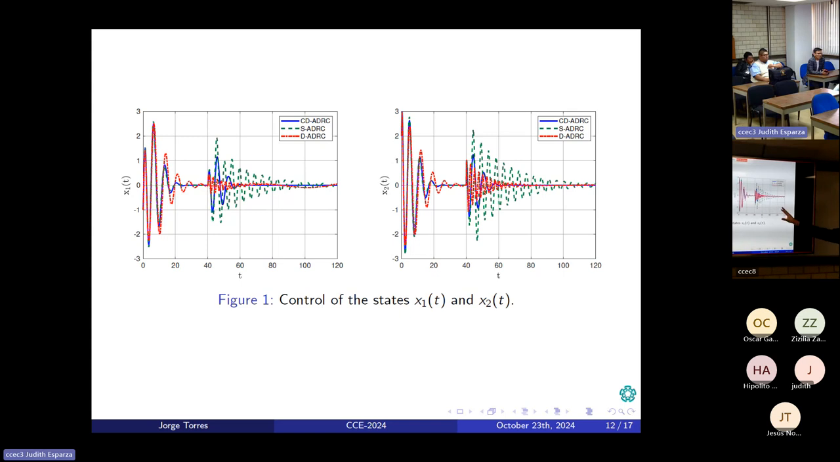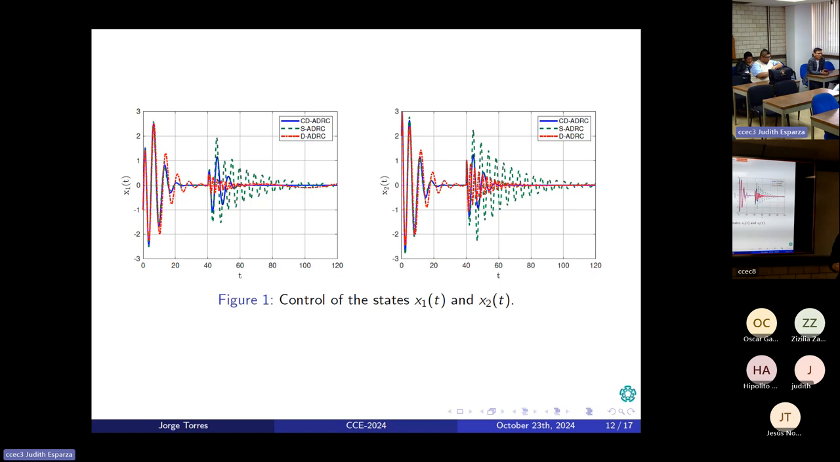So in the first two pictures, we see the behavior of the state. Notice that before this specific time, the continuous-discrete version and the standard version have almost the same behavior, because the output is almost continuous. And after this specific time, where the output is now sampled with a large intersampling period, the presence of the impulsive behavior in the external disturbance drastically changes the behavior of the standard active disturbance rejection controller and the discretized one.